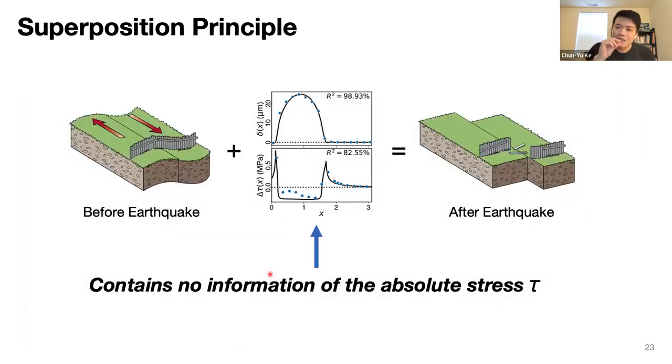So the key factor that the previous study missed is very obvious now. If you only look at the difference between two states, you cannot get the information of the absolute stress without knowing the absolute stress field of the previous state. Therefore, you cannot use that to estimate the friction law or the fracture energy.